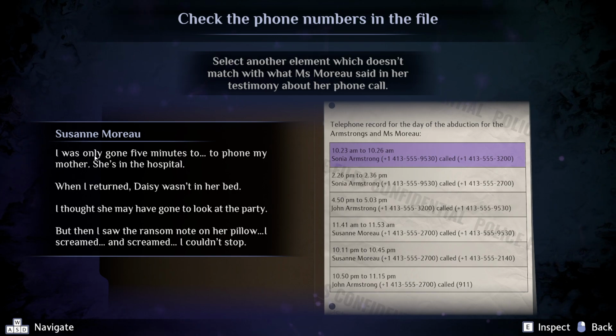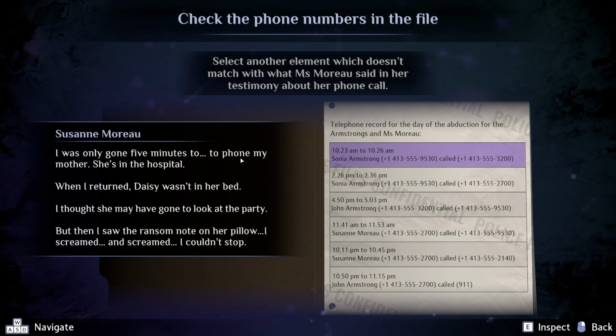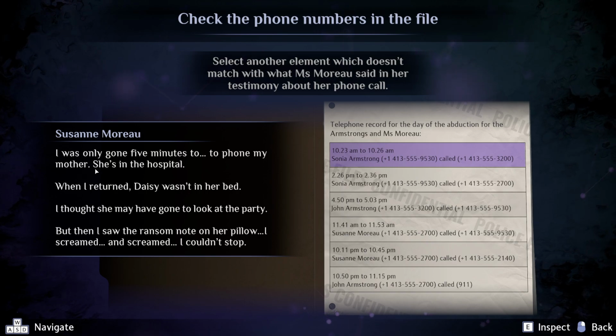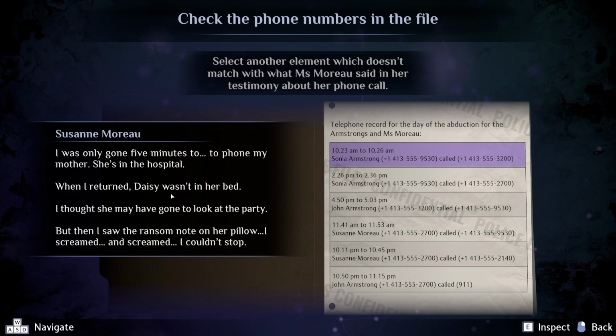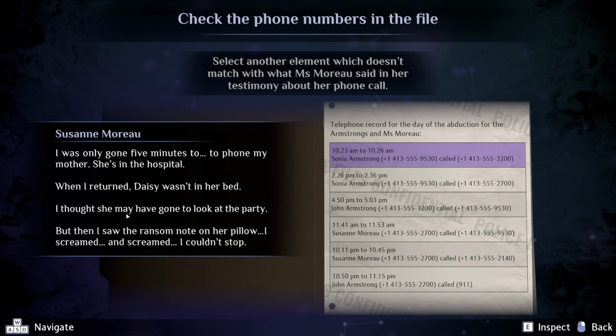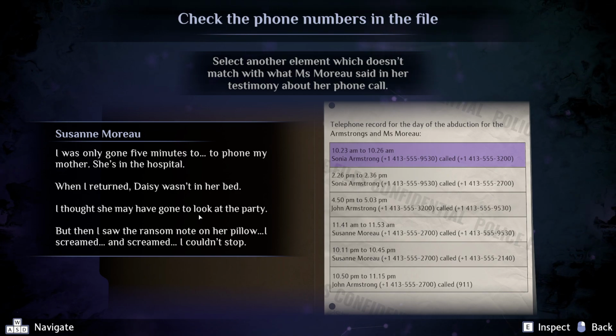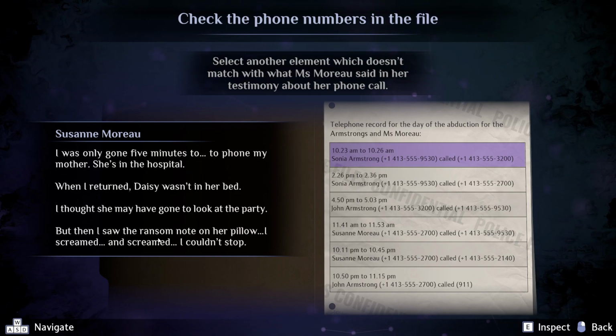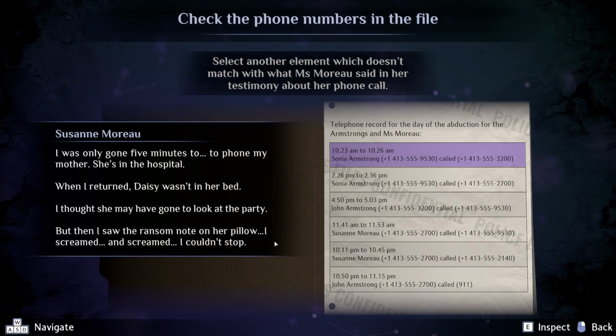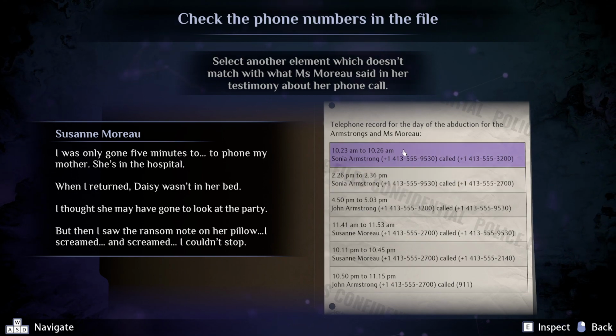I was only gone for 5 minutes to phone my mother. She's in the hospital. When I returned, Daisy wasn't there. I thought she may have gone to look at the party, but then I saw a ransom note on her pillow. I screamed and screamed. I couldn't stop.